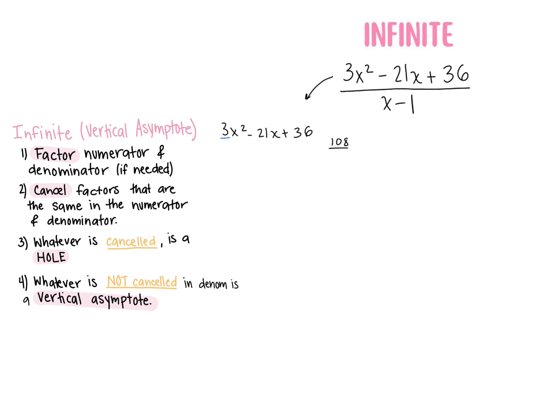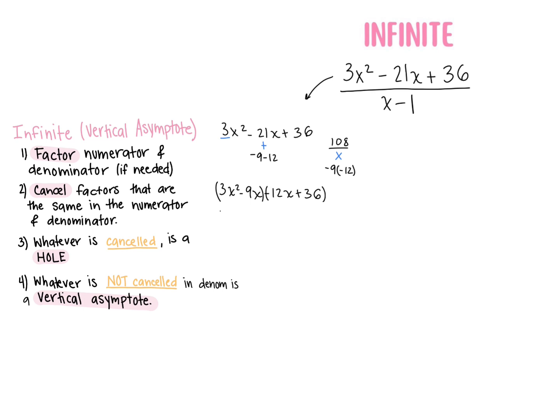I need to find a number that multiplies to give me 108, but that adds to give me negative 21. That would be negative 9 times negative 12, or negative 9 minus 12. I rewrite my expression, 3x squared minus 9x minus 12x plus 36. I group these, and then I factor out.